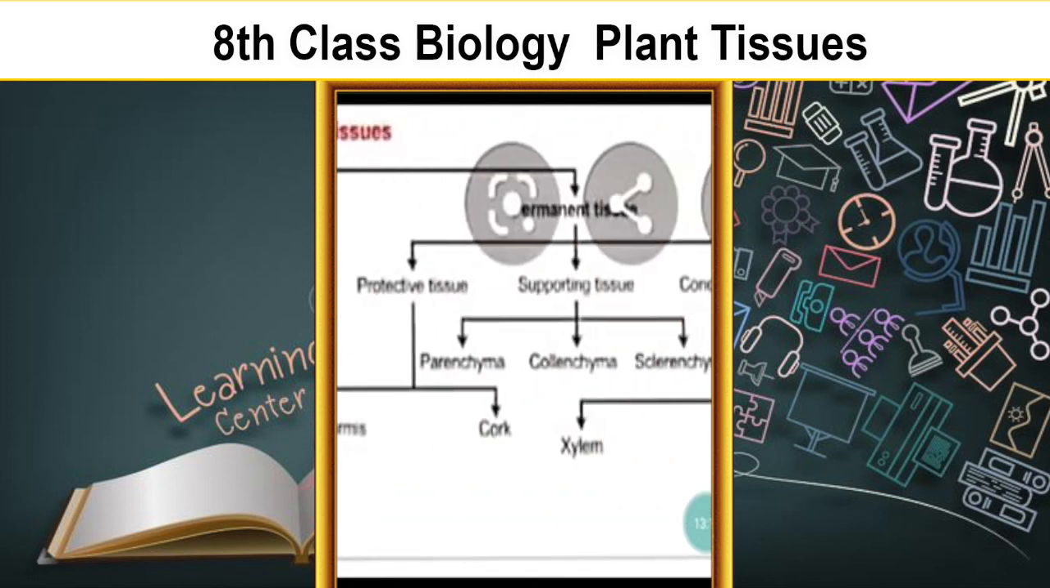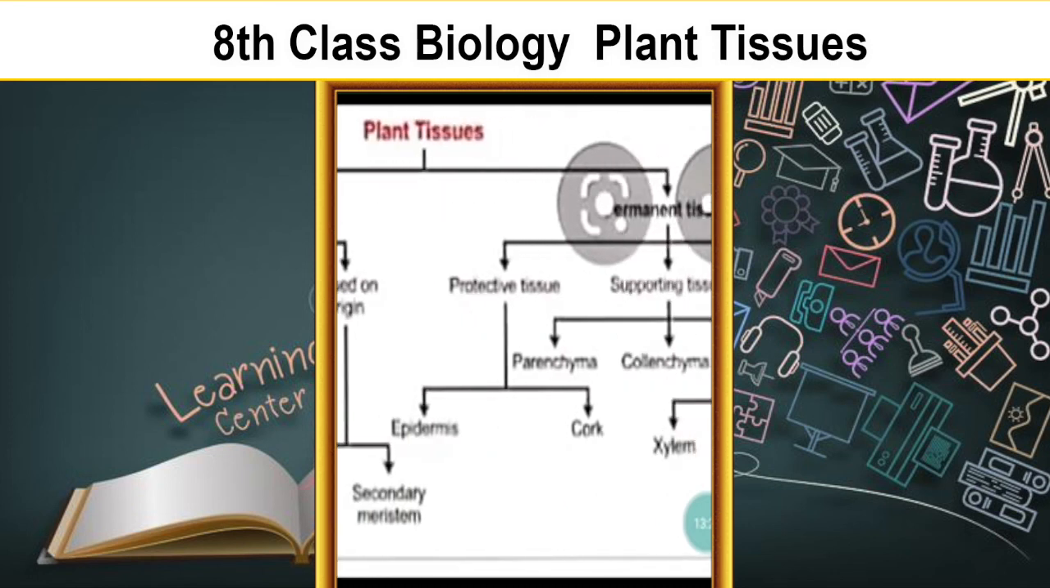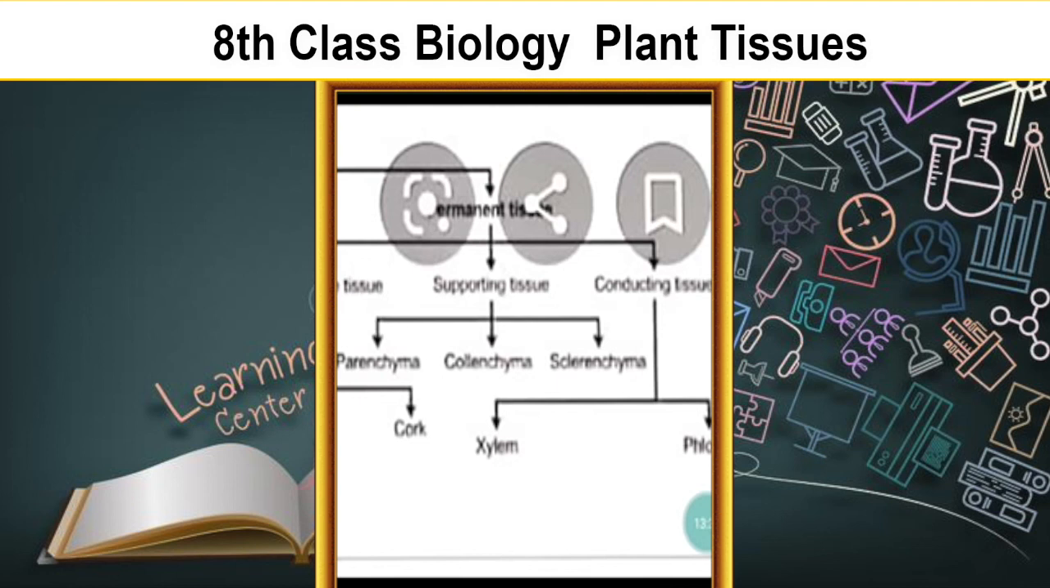Now we go to the permanent tissues. In the permanent tissue, three different tissues are there: protective, supporting, and conducting. Protective tissue is called dermal tissue, consisting of two parts, epidermis and bark, that is, cork. Supporting tissue has three types: parenchyma, collenchyma, and sclerenchyma.